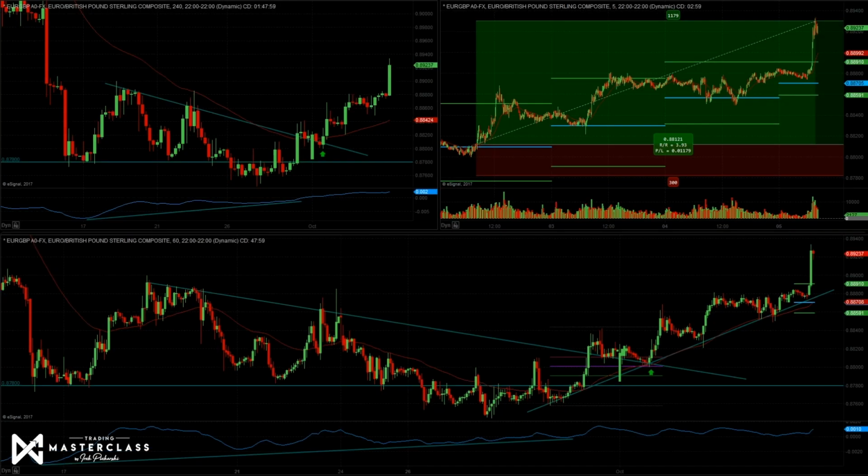All right, here's one more example. This is on a euro pound trade. I call this an IBOC, not a CBO, because it didn't fully clear that 4-hour 50, right? So I call this an IBOC, more of a rejection of the 4-hour 50.